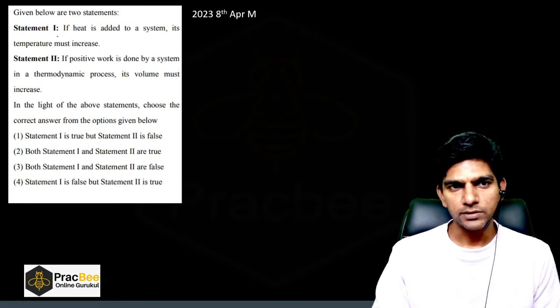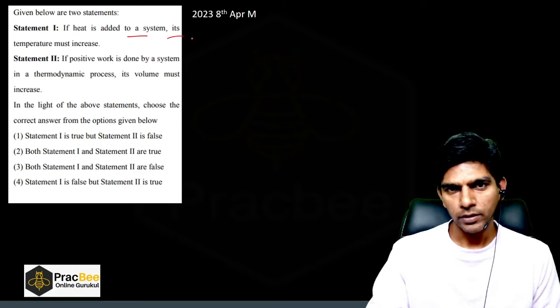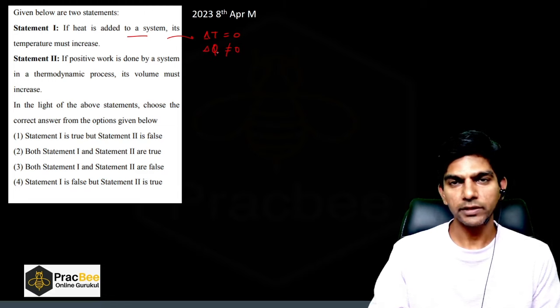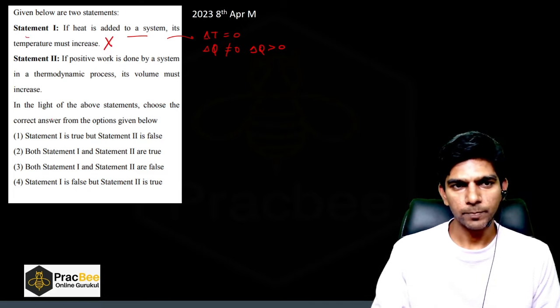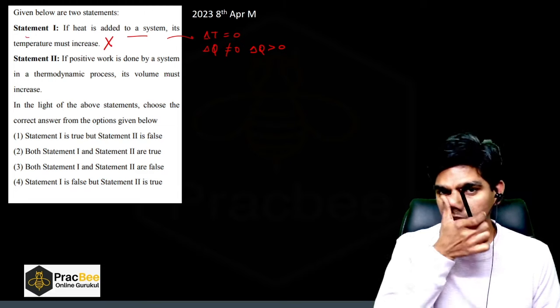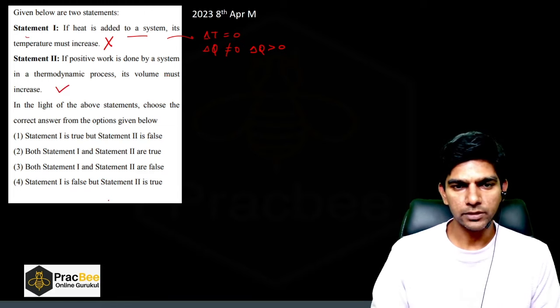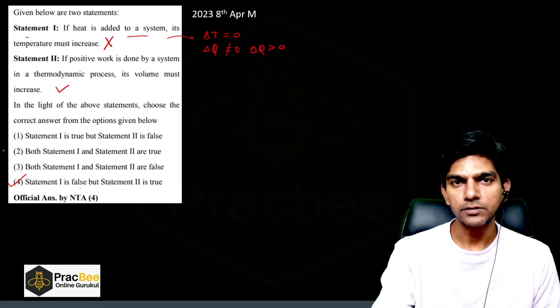Right? Let us see one more question. Given below are 2 statements. Statement 1: if heat is added to the system, its temperature must increase. We know that in an isothermal process, delta T is 0, but delta Q can be non-zero. We can supply heat energy and delta Q can be positive, but still there is no increase in the temperature. So statement 1 is incorrect. Statement 2: if positive work is done by the system in a thermodynamic process, its volume must increase. Yes, when there is an expansion, work done by the gas is positive. So statement 2 is correct. Statement 1 is false, but statement 2 is true. So option 4 is the right answer.